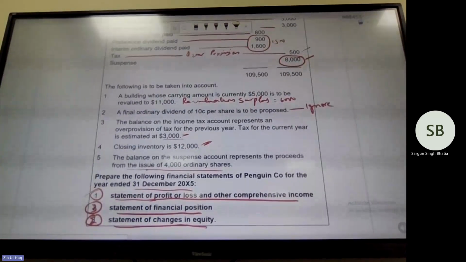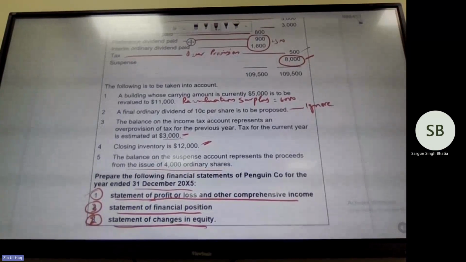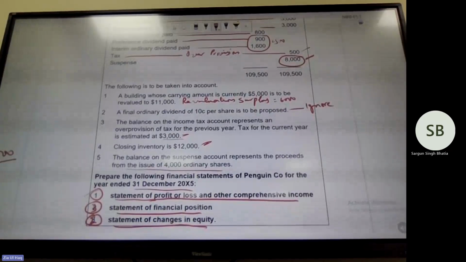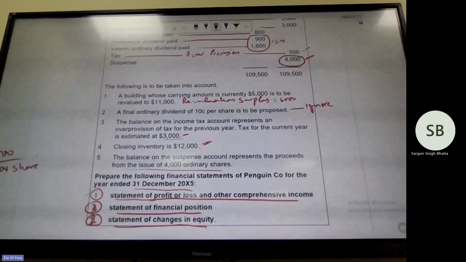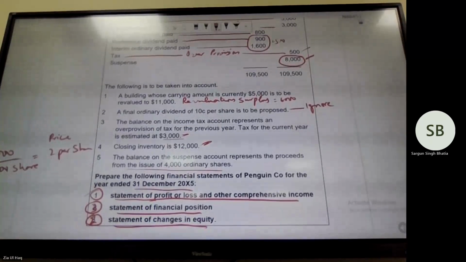How many shares have they issued? 4,000 shares they have issued. If the amount is 8,000 and they have issued 4,000 shares, can you calculate the price per share? 2. 2 per share is the price at which they have issued.